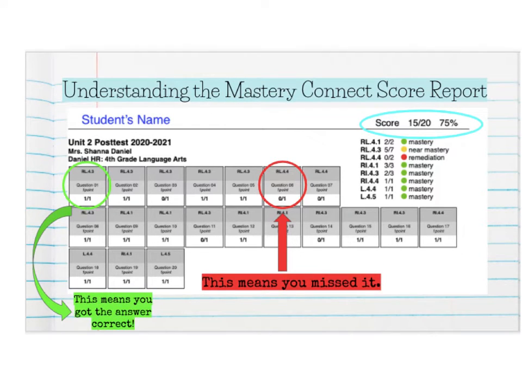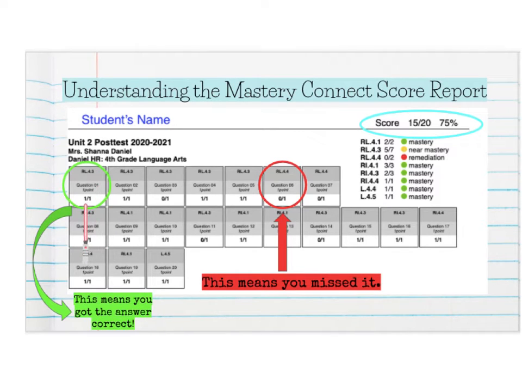In order to correctly justify, first I have to understand my Mastery Connect score report. On my Mastery Connect score report, first I have my score from my test grade. I also have boxes. In each box, I have the question number. You can see that example here. I also have a fraction.